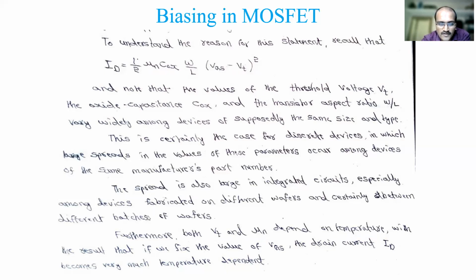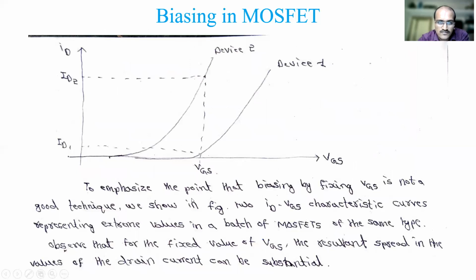To elaborate more, you'll see the graphical characteristics of this, which I have also shown you. Once again I'm repeating, to emphasize the point that biasing by fixing VGS is not a good technique. We show in figure 2 ID-VGS characteristic curves representing extreme values in a batch of MOSFETs of the same type. Last time you took the BJT: BC107 is one manufacturer's transistor, SL100 is another. If these are two devices from two manufacturers, their characteristics are not exactly the same; you will get a little variation.